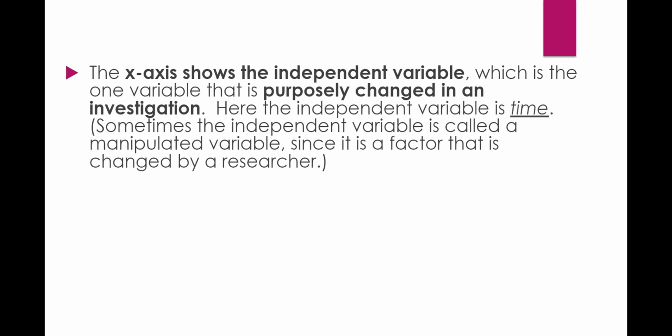The x-axis shows the independent variable, which is the one variable that is purposefully changed in an investigation. Remember back to grade 9 in the scientific method. Here, the independent variable is time. Sometimes the independent variable is called a manipulated variable, since you manipulate it, you change it, right? It is a factor that is changed by a researcher.